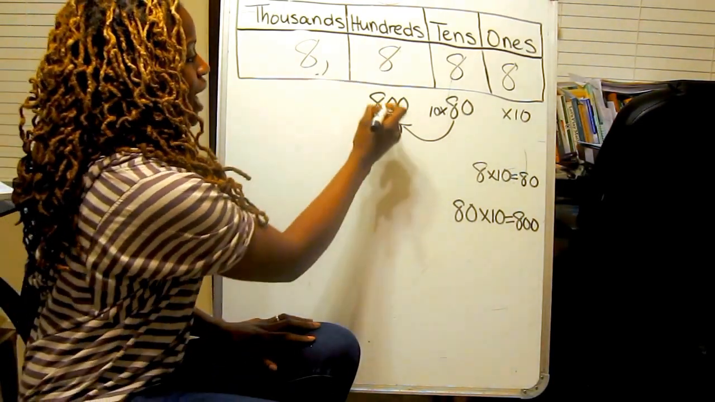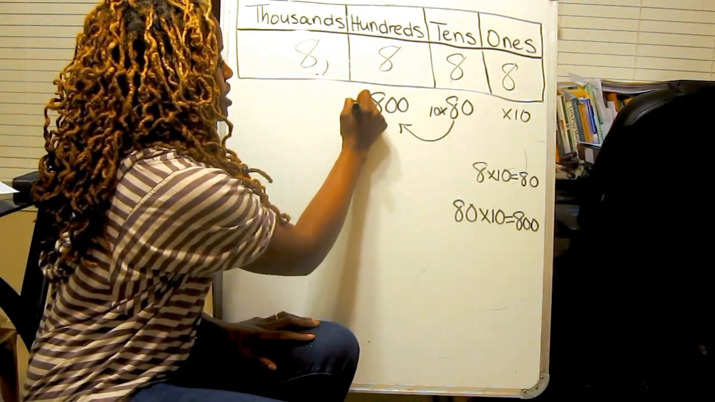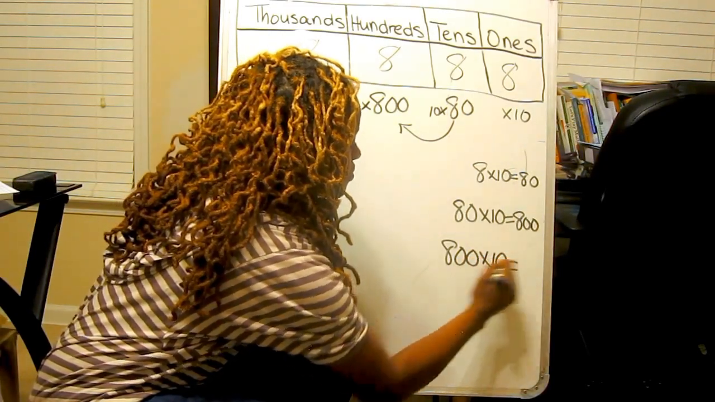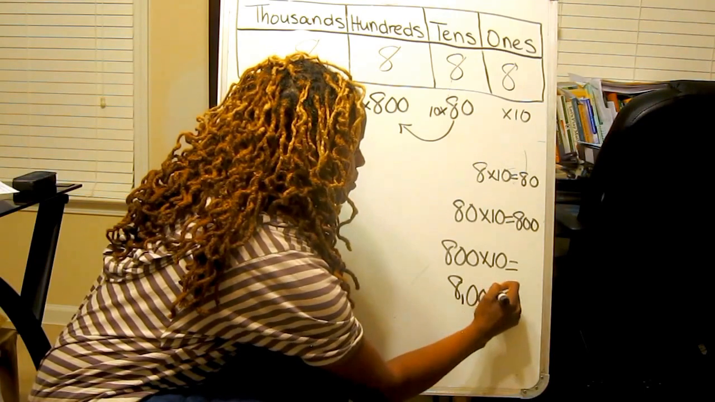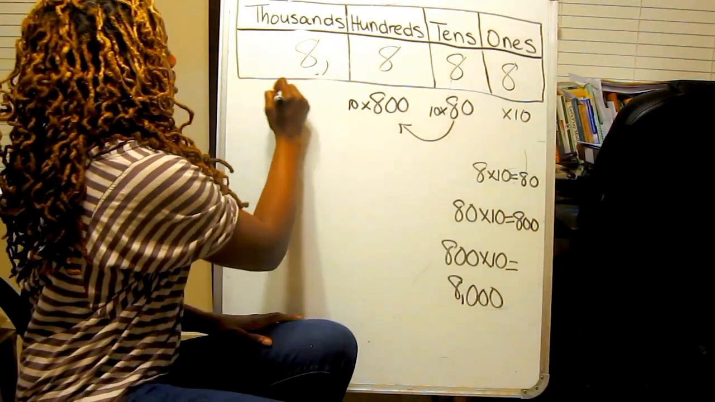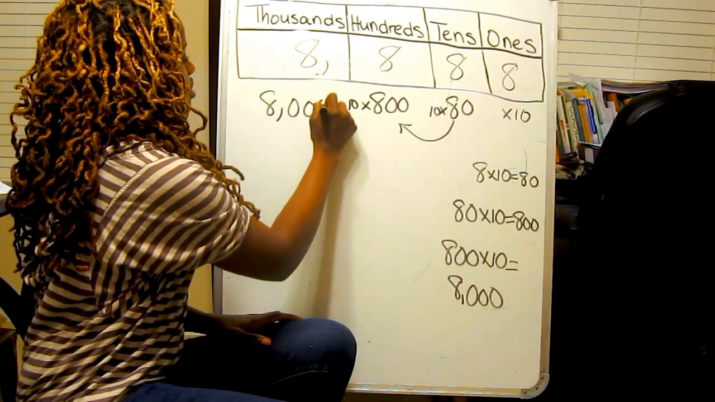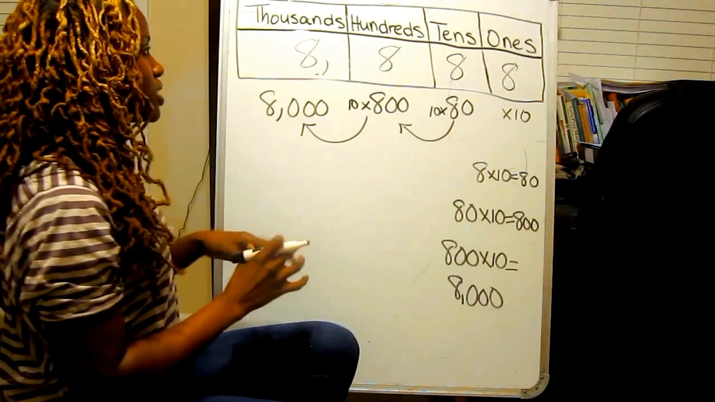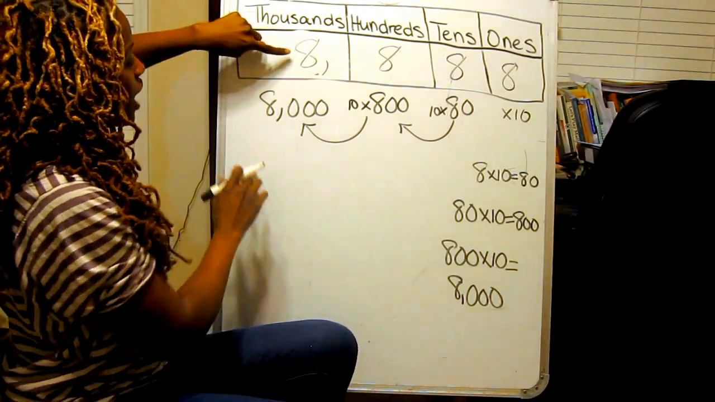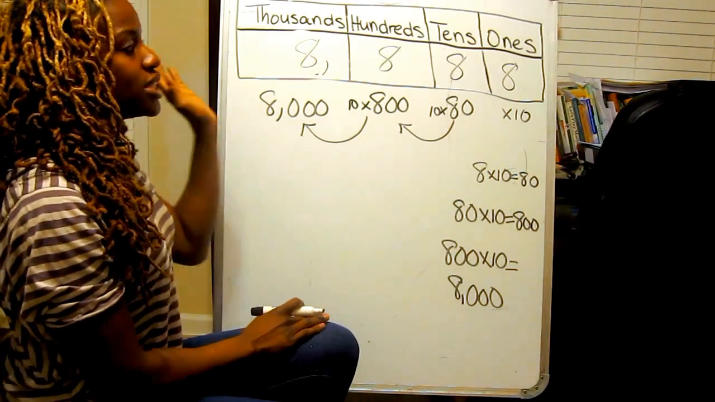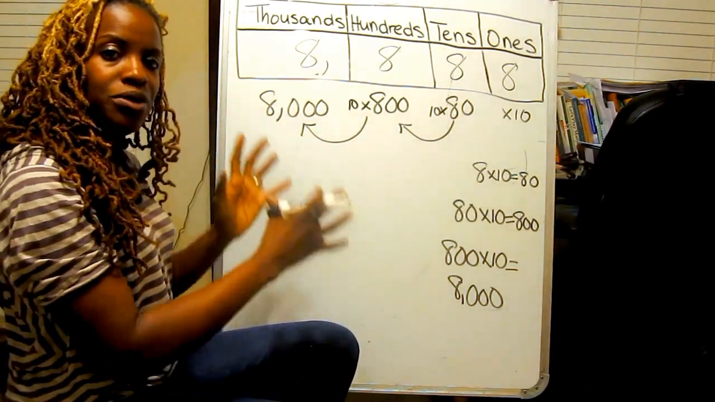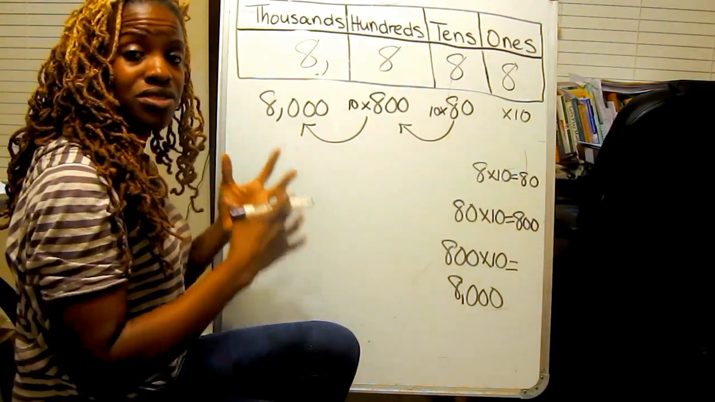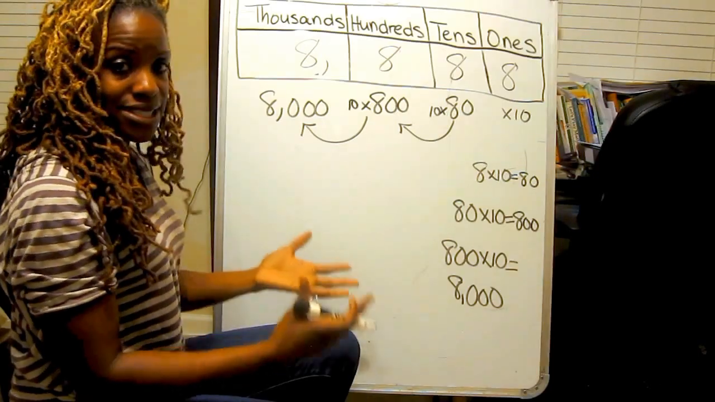Now if I multiply this 800 times 10, I get a value of 8,000. 8 groups of 1,000 give us a value of 8,000. So this is just to show you how the relationship works between place value in terms of power of 10 or multiplying by 10.